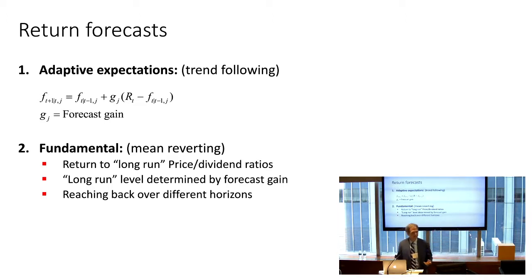There's also a fundamental type that's mean reverting. It knows what the dividend is. It has a sense that the price is going to return to that fundamental. It tries to figure out somewhat what is the long run price dividend ratio, but again, it has its own history. They're heterogeneous across thinking about that. You'll see that in a sec. And so they reach back across different horizons.